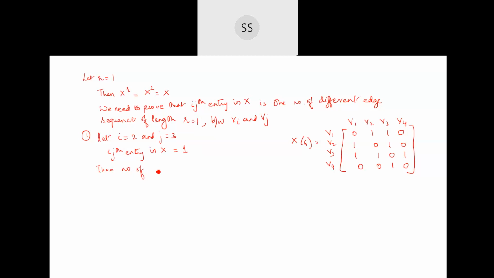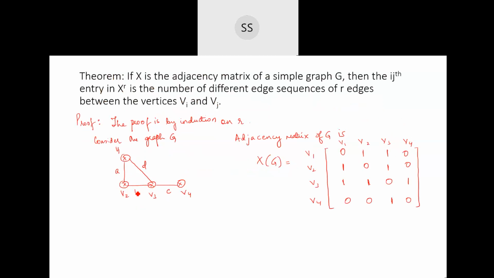The number of edge sequences of length R is equal to 1 between Vi and Vj. Sorry, this Vi is V2 and Vj is V3. It is equal to 1 because my x entry is 1. That is, this entry for V2 and V3 is 1. That's what I've written. So what is the example? If you see this, V2 and V3 is connected only by one edge, that is of length 1.